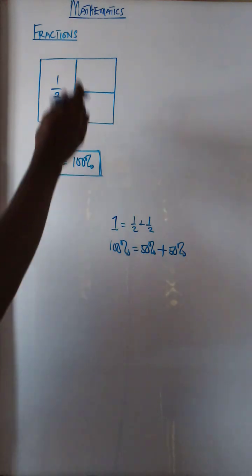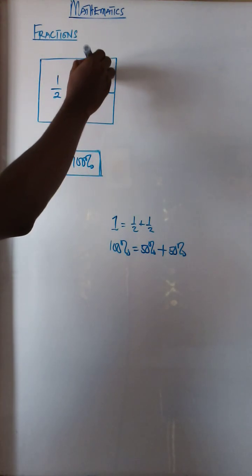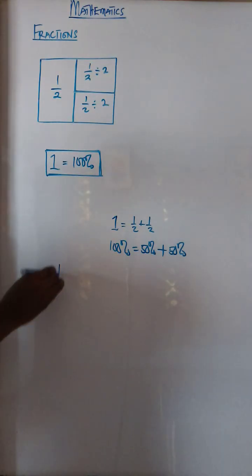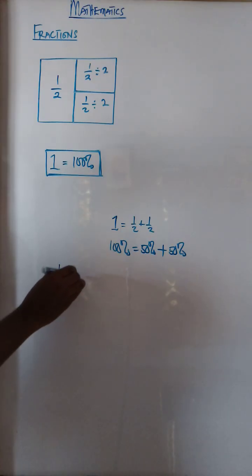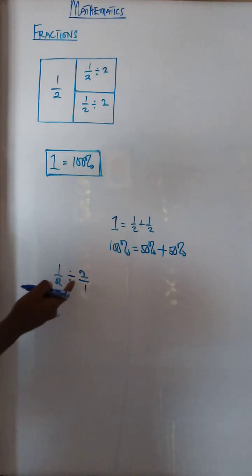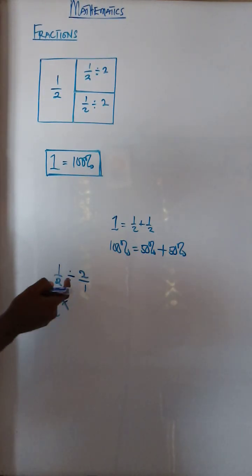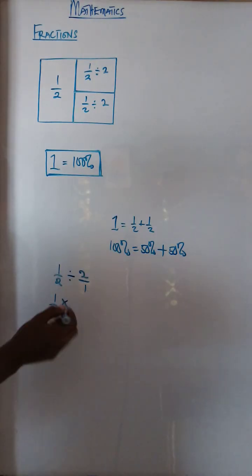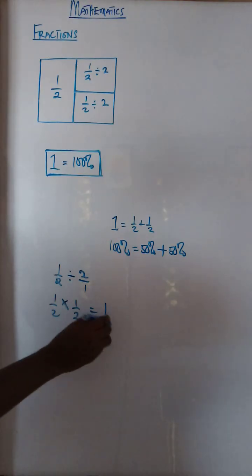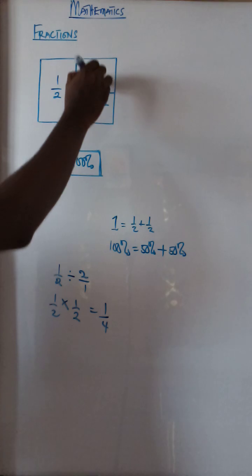So what happened? This was half, everything was half, but now this half has been divided into two. This also is divided into two. What happens when you divide half into two? Half divided by 2. We can write this 2 as 2 over 1, same thing. In mathematics, whenever you turn division into multiplication, the number after this sign, we turn upside down. So this one will go up, this will come down. 1 times 1 is 1, 2 times 2 is 4. It means this side is now 1 over 4, which we call a quarter.